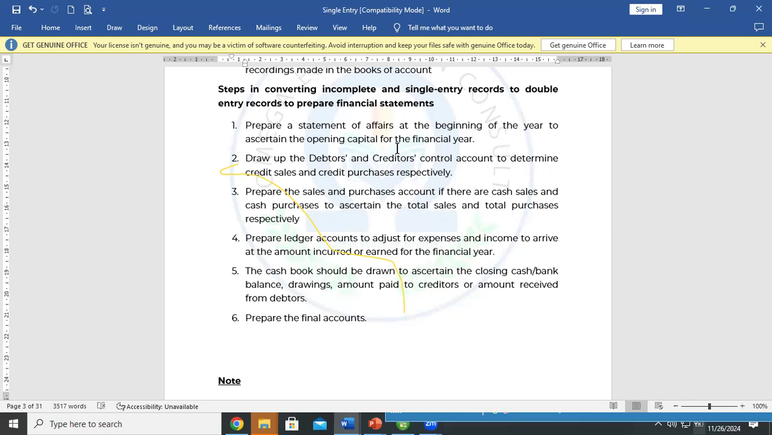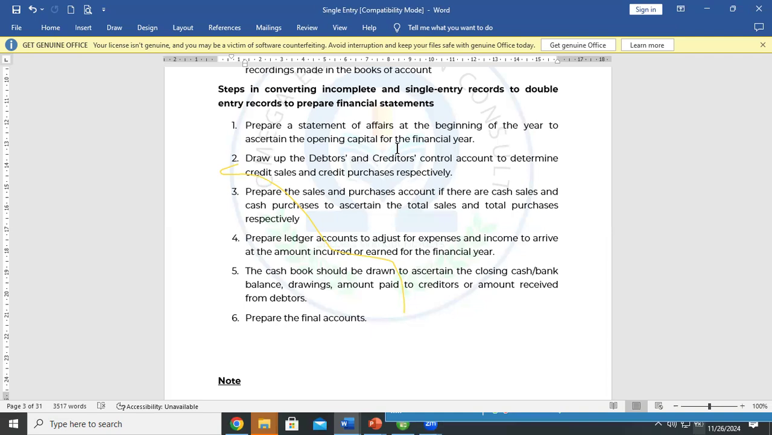So my dear professors, the first thing you have to do is to calculate the opening capital. How do you do that? You prepare a statement of affairs. Please note that one. In an exam, you could be asked, which of the following is prepared to determine opening capital, dear professor, or even capital? If they don't bring the opening, it is a statement of affairs, and we'll get to know that.